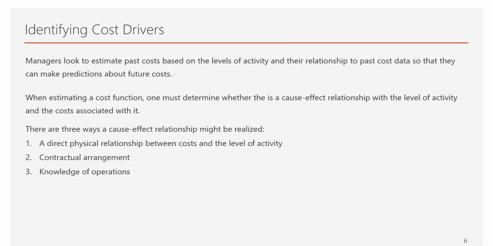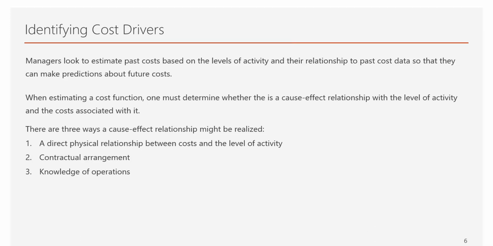So now there are three ways to identify a cause and effect relationship and how it might be realized. One, a direct physical relationship between the cost and the levels of activity. Two, a contractual agreement. And three, knowledge of the operations. We're talking about a direct physical relationship with costs and levels of activity. Well, the more direct materials we put in, the higher our total costs are going to be. So there is obviously a direct physical relationship there.